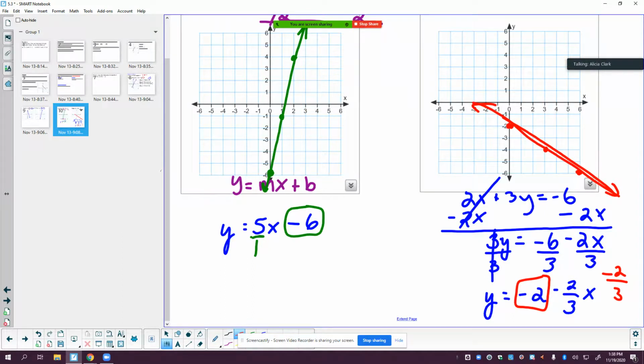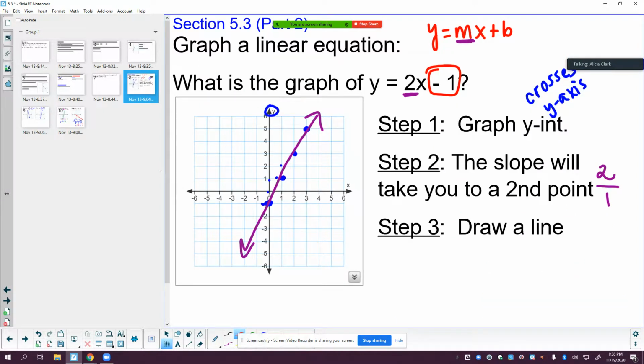Any questions on how to graph? Anything we're not sure about? Okay, I'm going to go back to this first slide. If you did not have these steps written down, you're going to want to write those down, the 3 things that you're supposed to do. First, you graph the y-intercept. Second, you do the slope to get to a second point, and then you draw your line.